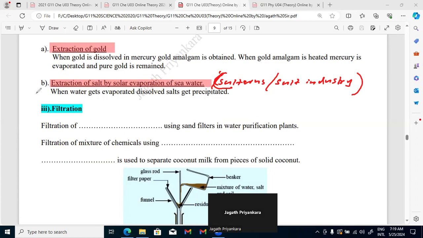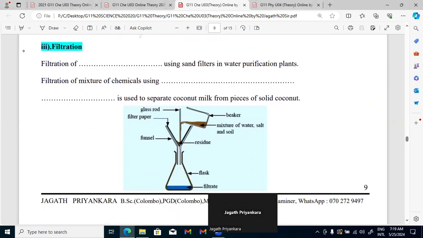Then next one, filtration. Actually, this filtration we do at home also. Can you see this coconut milk? That is filtration. We do this in the kitchen also. We have a filter, in Sinhala we call it penere. You have tiny holes here, like a panel.